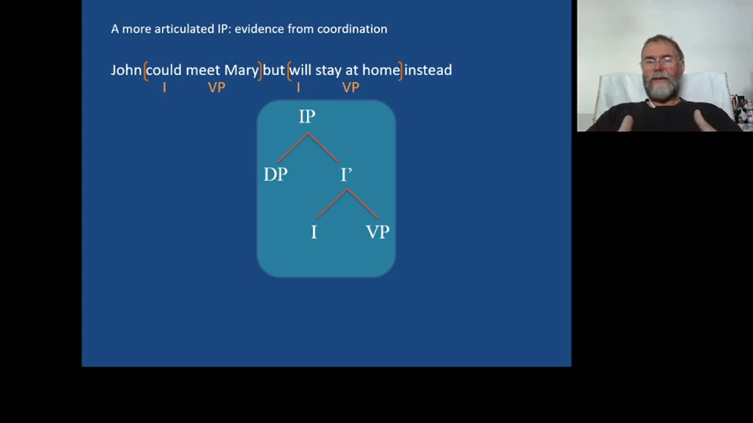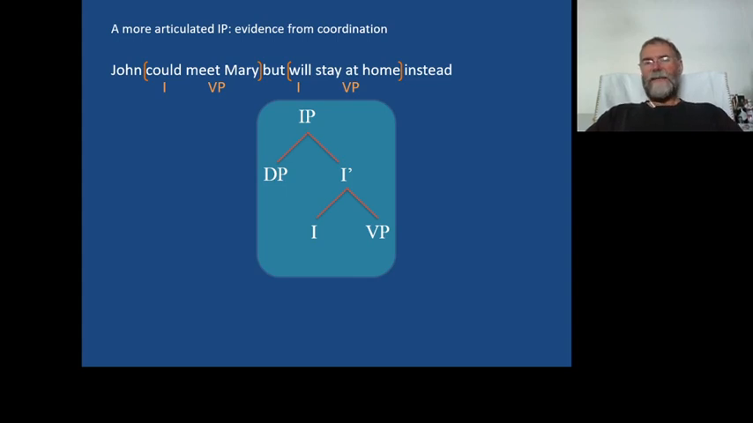Okay, so everything here now becomes consistent. I-bar and IP are not the same thing. We won't expect them to have the same distributions. IPs contain subjects, I-bars don't. But I-bars are not just inflections. They are more than the inflection. They are an intermediate level of the structure.